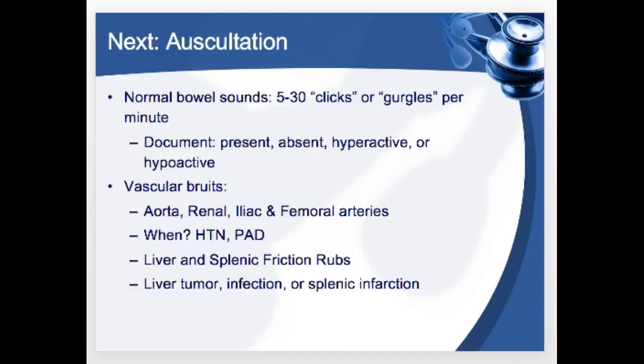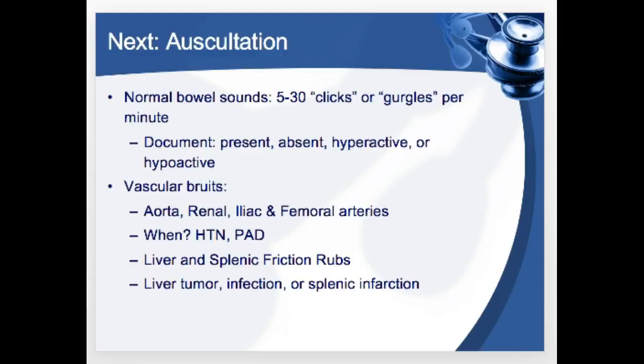Okay, after you've inspected and observed, the next step is auscultation. This provides some important information about the motility of the bowel. You want to make sure you do this before palpating the abdomen, because palpating can alter the frequency of bowel sounds.